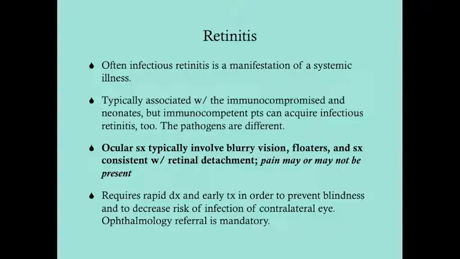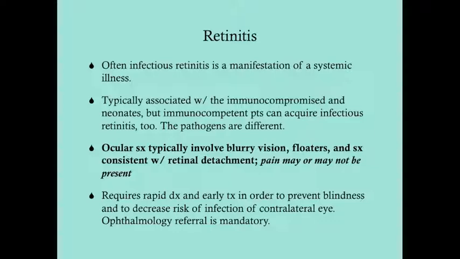But a lot of times with these pathogens, they cause other things besides just the retinitis. And this is also the case in babies who are born with congenital CMV or congenital toxoplasmosis or congenital syphilis. They'll have other symptoms in addition to the retinitis, and a lot of times you'll know that. So this is usually not something that just presents on its own. A few exceptions, but for the most part, retinitis is a manifestation of a systemic illness.